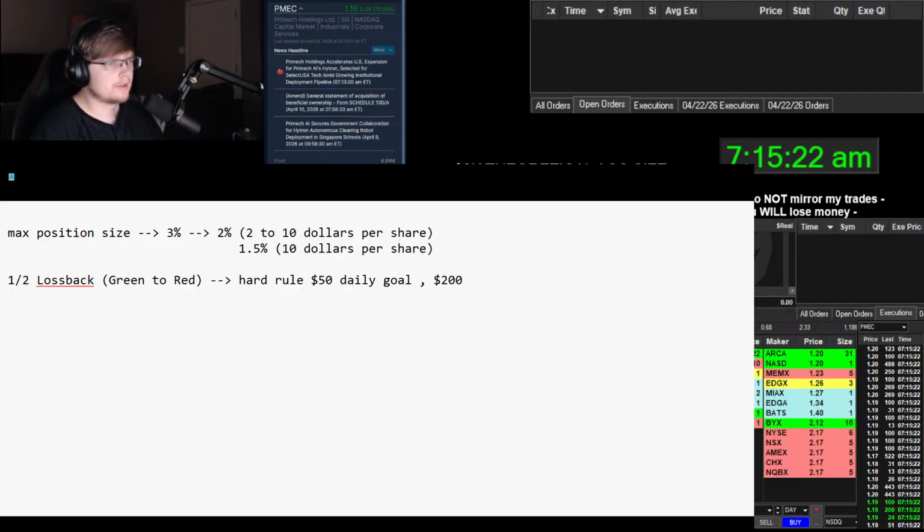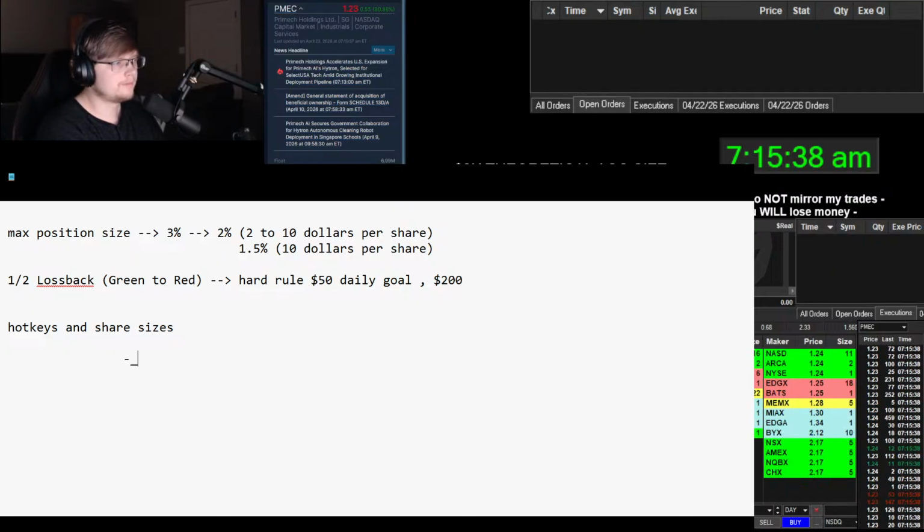So the third thing I wanted to talk about was actual share sizes now, my rules for hotkeys and share sizes. So the way I had it set up before was a little bit weird, which is why I didn't end up following my position management. I had just updated my position management to include scaling, and I didn't really think about what hotkey I was pressing when I jumped into the trade.